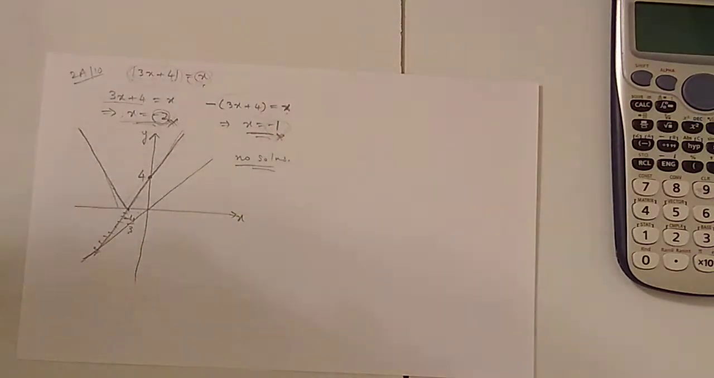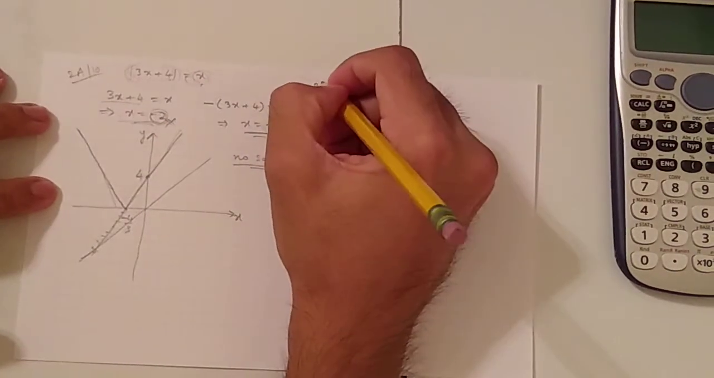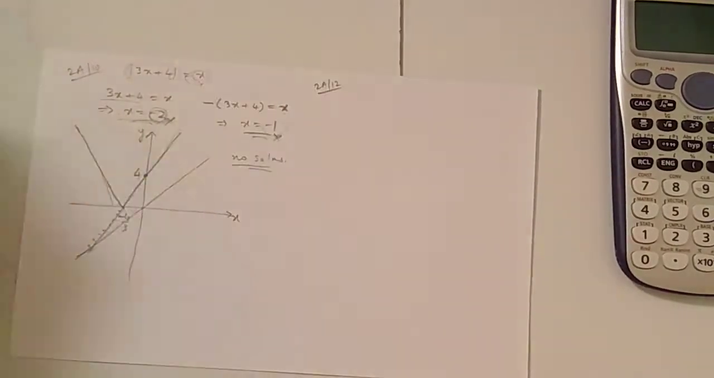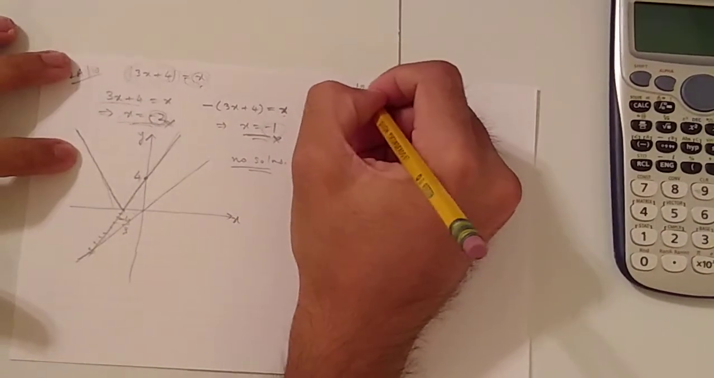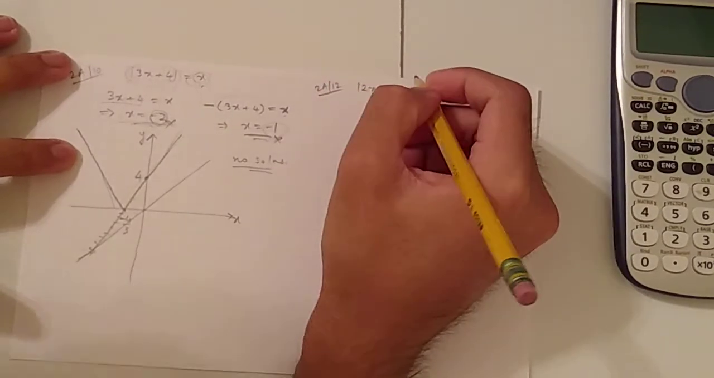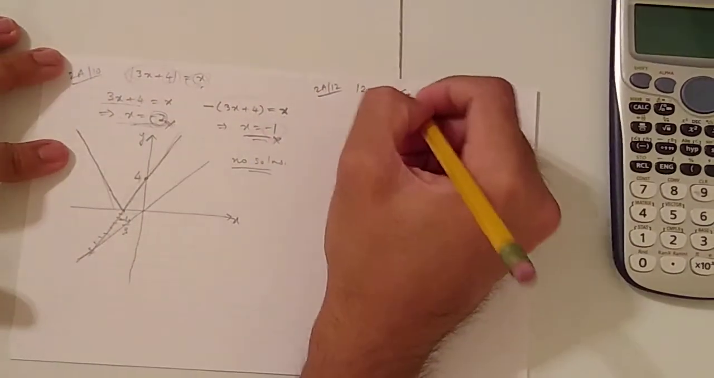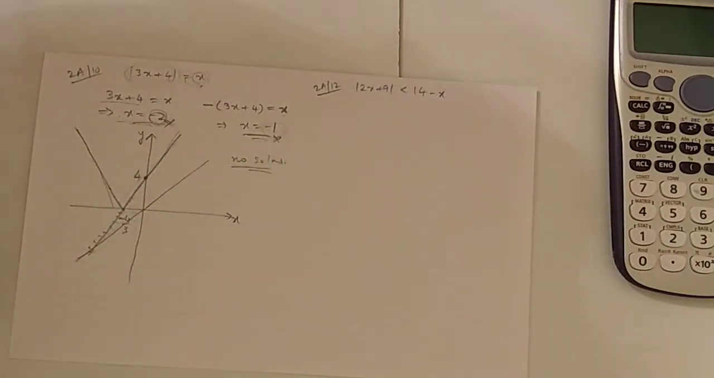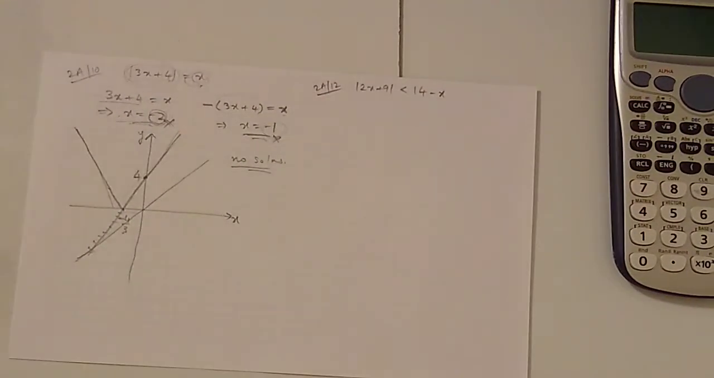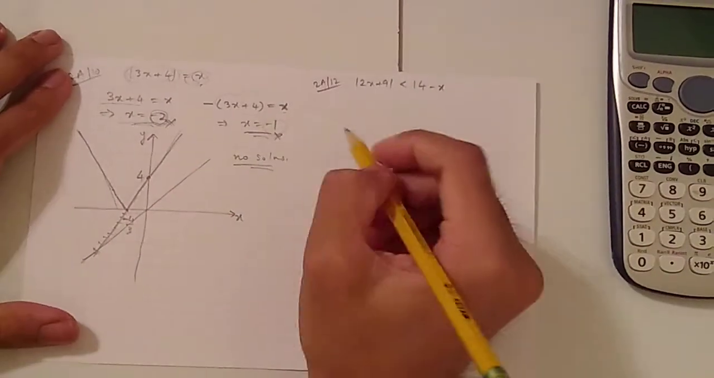In this question we're going to solve question number 12 from the same exercise, and we have to solve the inequality: the modulus of 2x plus 9 is less than 14 minus x. So again, let's start with drawing a graph.